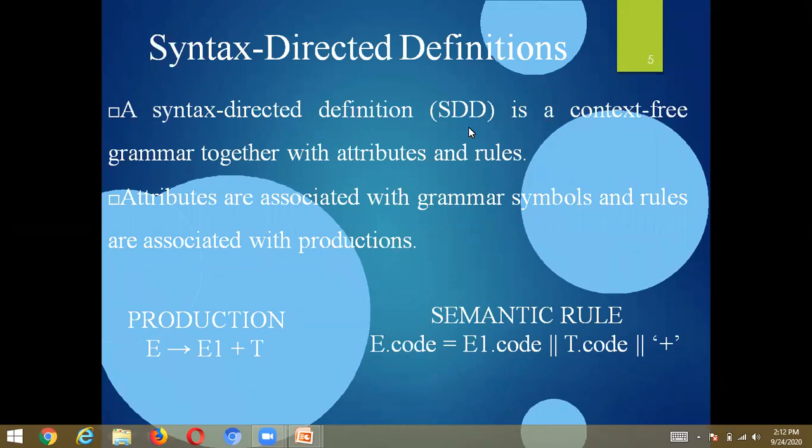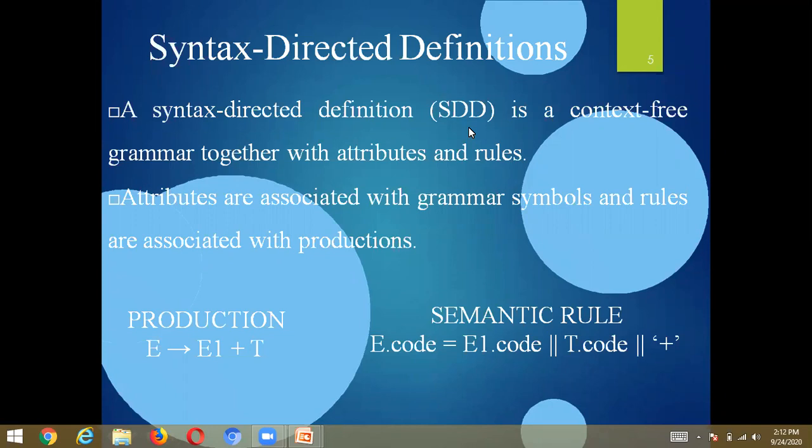And this syntax directed definition is a kind of abstract specification. Why we say it is a kind of abstract specification: this definition has a conceptual view of syntax directed translation. What it means is, it consists of 4 steps. The first step is an input string, step number 2 is a syntax tree, step number 3 is a dependency graph, and step number 4 is an evaluation order for the semantic rules.